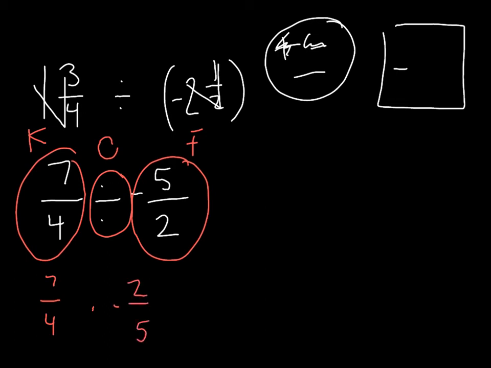Now I can check my corners. 4 and 2 right away, I see that they have a common factor of 2.